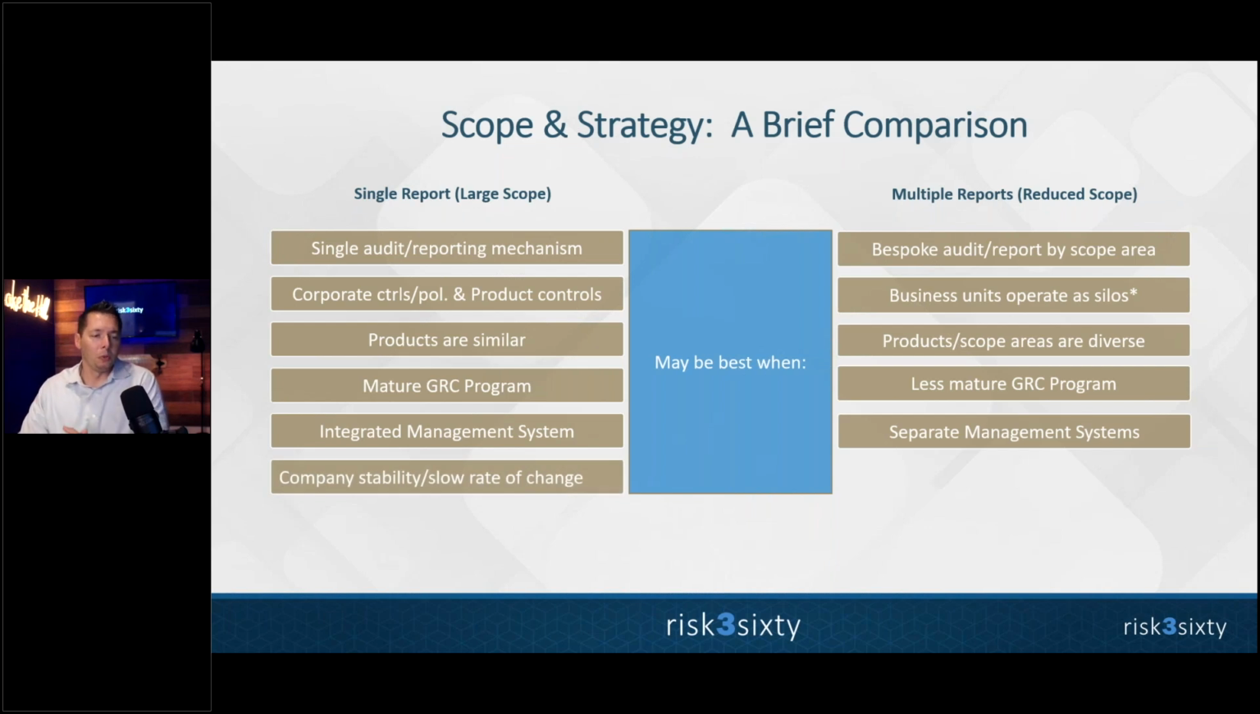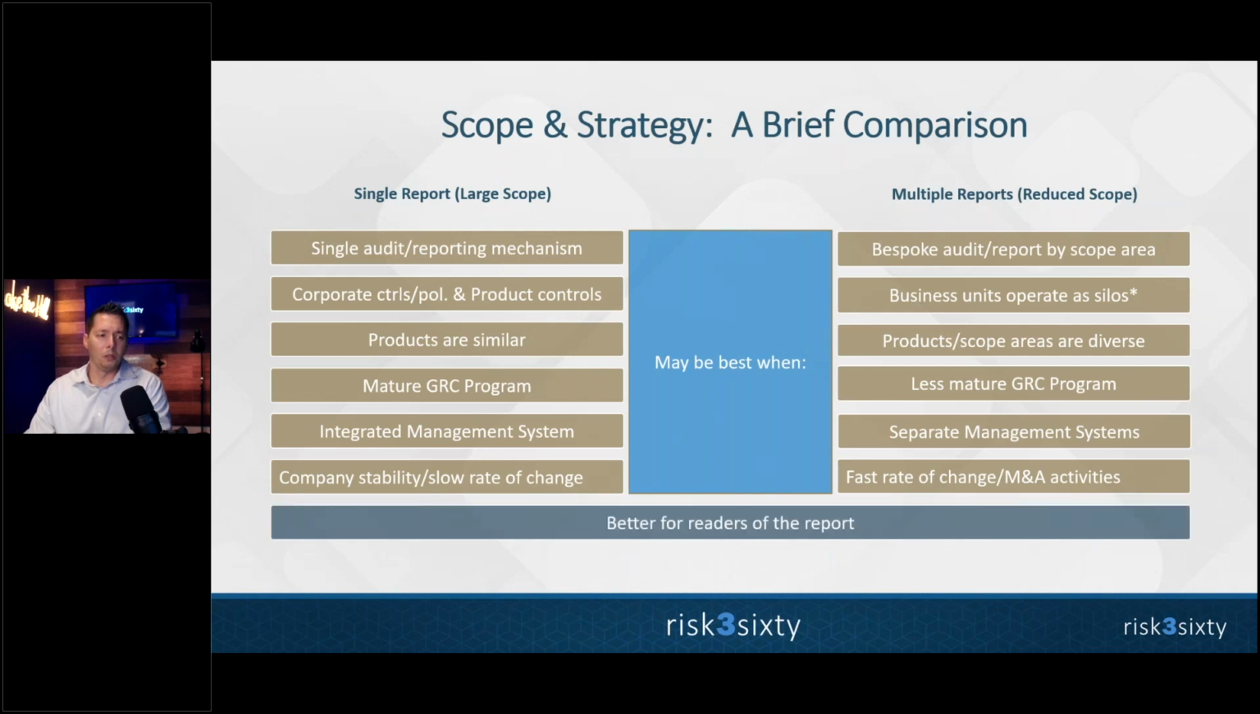When the company is stable and the rate of change is slow, that also lends itself to being able to support a single report if that is what management prefers. When there's a fast rate of change and a lot of M&A activities, for many reasons, we always recommend breaking the reports out, because if you're trying to fold reports in, now you're dealing with multiple different timelines. If you're folding a product in partway through the period, those controls related to that product would only be assessed for a portion of the time. So it does make things more complex, and for that reason, we recommend breaking those out.